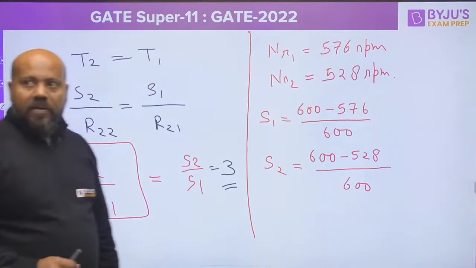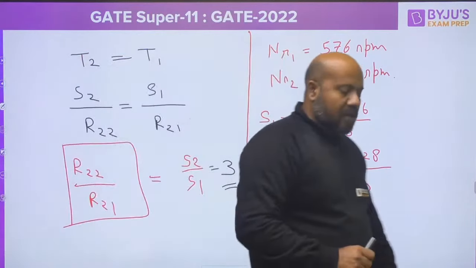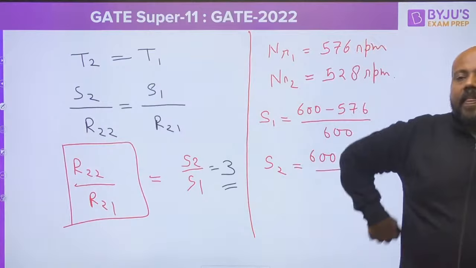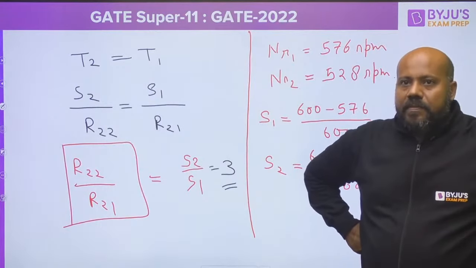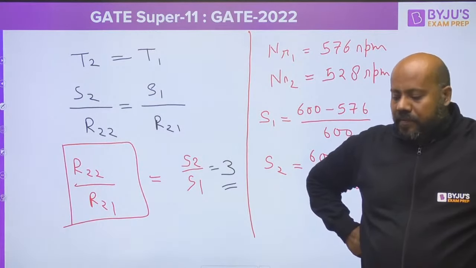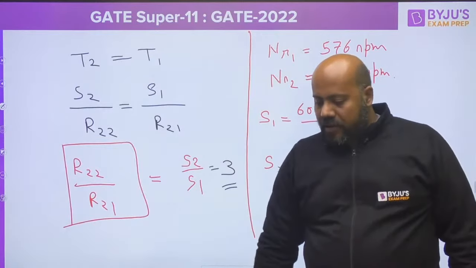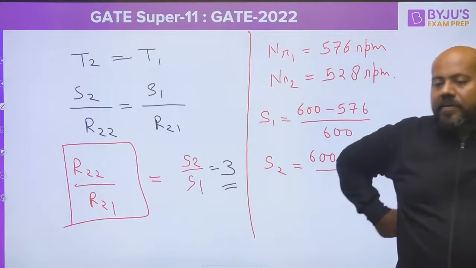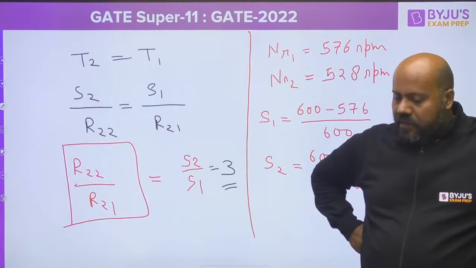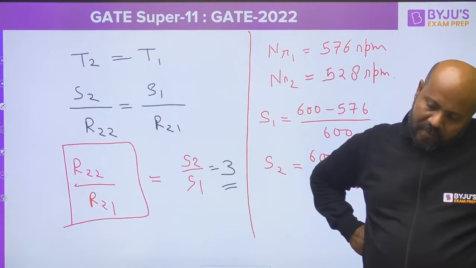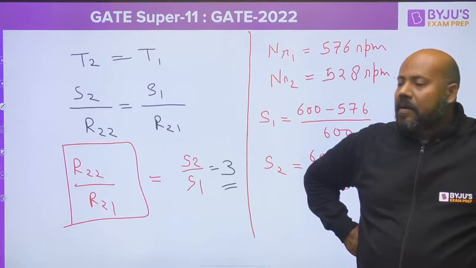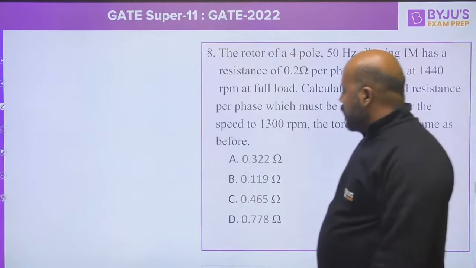Is it clear, everybody? Saurabh Verma is getting 3. Yes. Everybody just tell me in the comment section, are you able to follow this? See the next question.